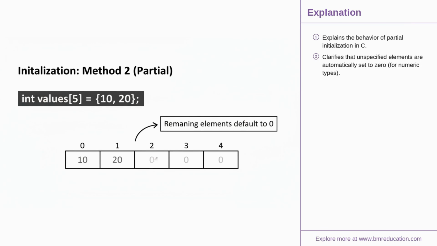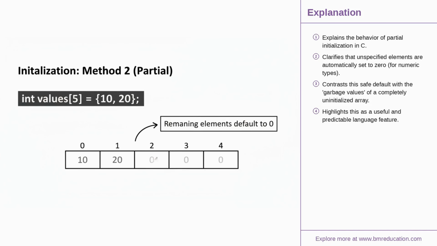But what if you provide fewer values than the array size? For instance, int values[5] = {10, 20}. C handles this predictably. It fills the elements you specified and then automatically initializes all remaining elements to 0. This is a very useful feature, guaranteeing that the rest of your array is clean and not filled with garbage.